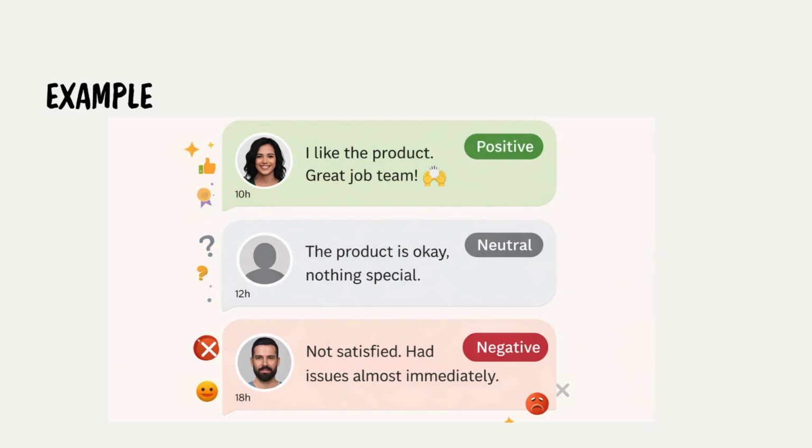This is an example where the customers have given positive, neutral, and negative feedback, and as per the feedback, the sentiment is positive, neutral, and negative. At first, she said, I like the product, great job team, which shows the positive sentiment. The next said the product is okay, nothing special, so that's a neutral one. And the last one said not satisfied, had issues almost immediately, so that's a negative sentiment.